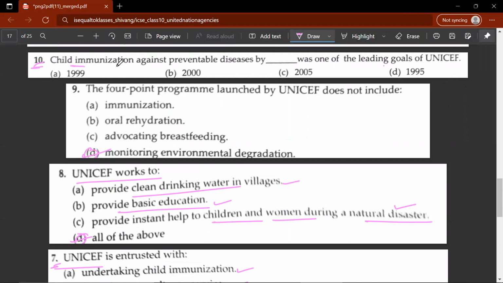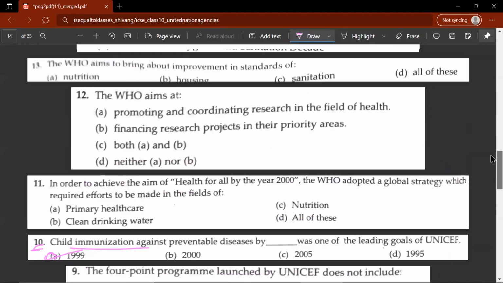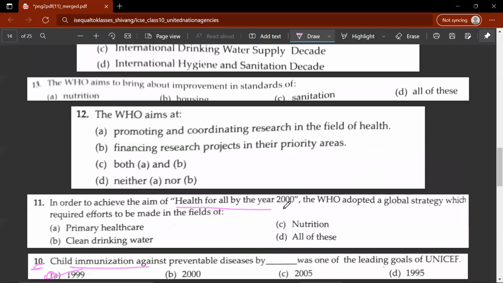10th question. The child immunization against preventable disease by dash was one of the leading goals of UNICEF. So this will be A, 1999. Let's move on to the 11th question. In order to achieve the aim of health for all by year 2000, the WHO adopted a global strategy which required efforts to be made in the fields of D, all of these. So efforts were to be made in primary healthcare, clean drinking water, and nutrition.